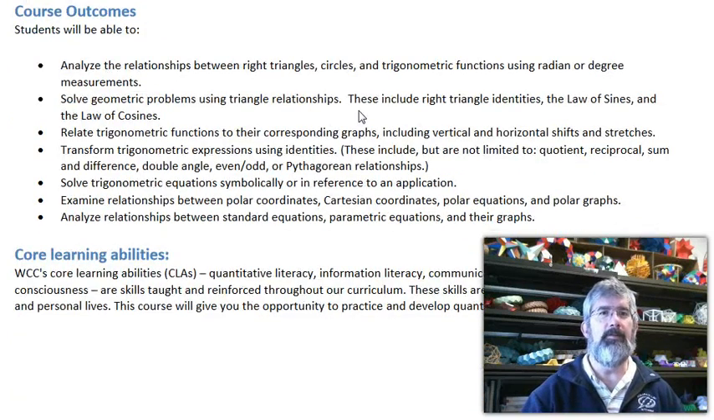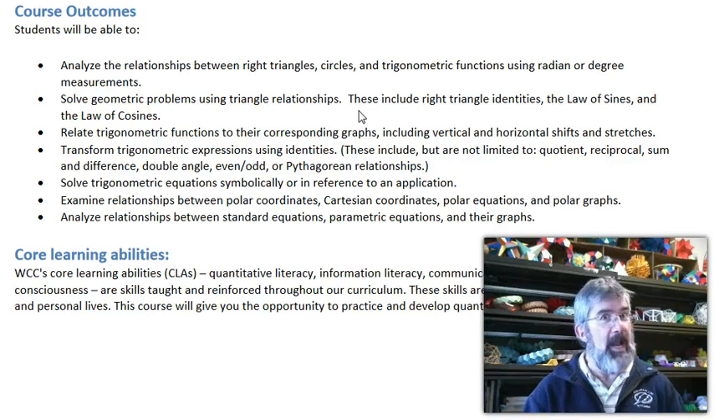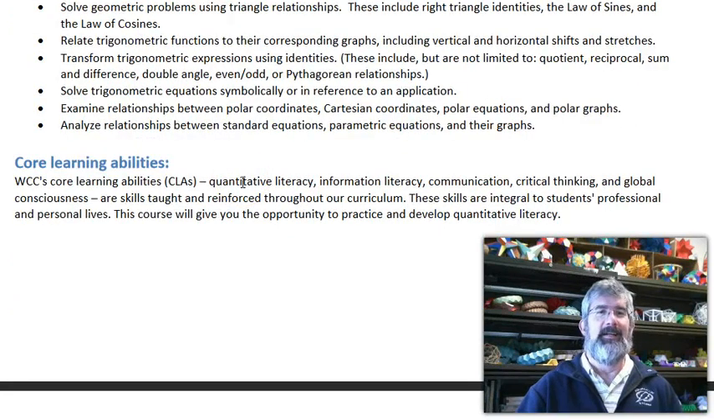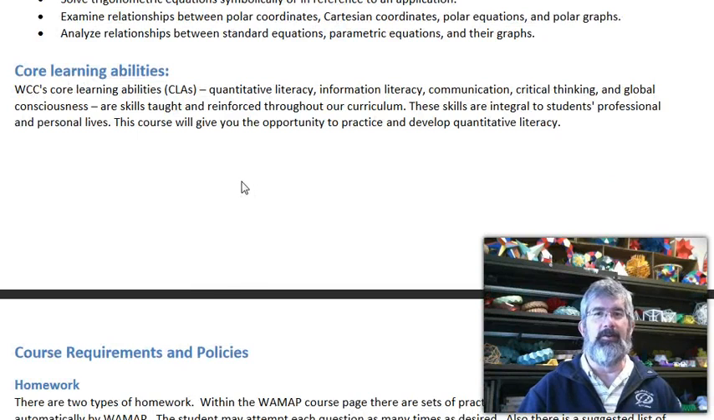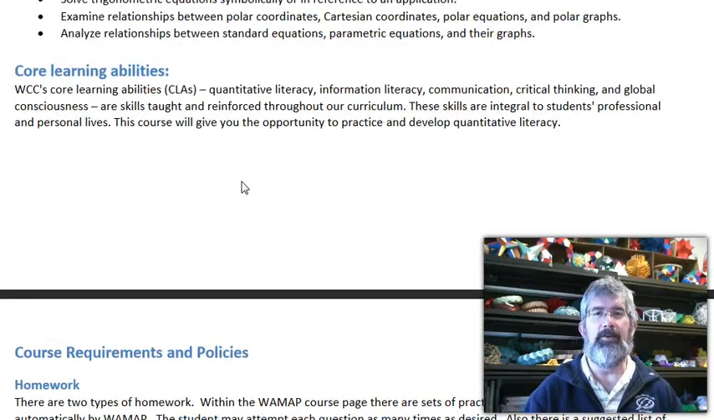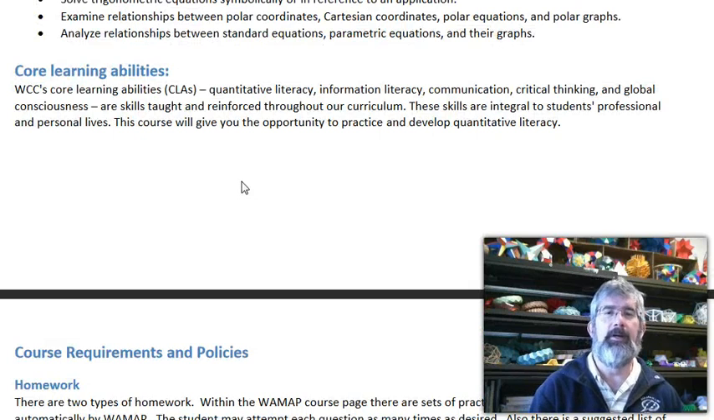Anyway, course outcomes. These are the things the department has said: if you get anything out of this class, this is what you should be getting out of it. This is the kind of thing I might quiz or test on, so this is probably a good list to look at. And there are also the core learning abilities, the things the college in general thinks you're going to get out of your time here.